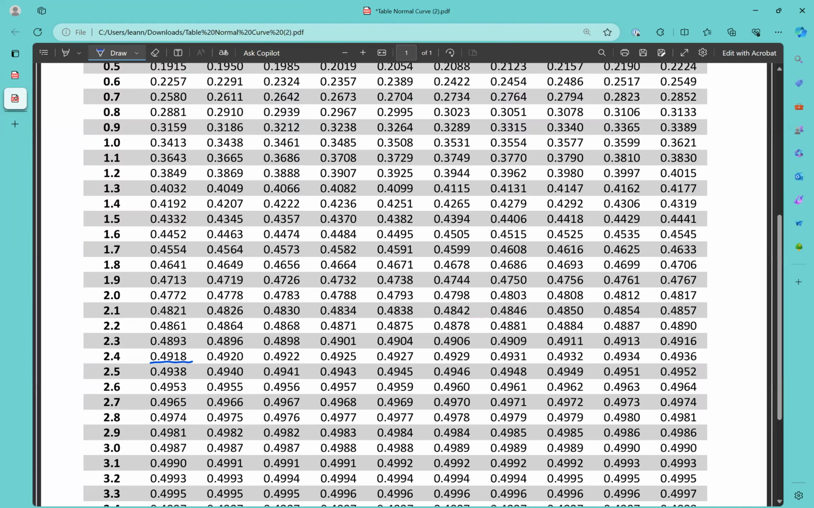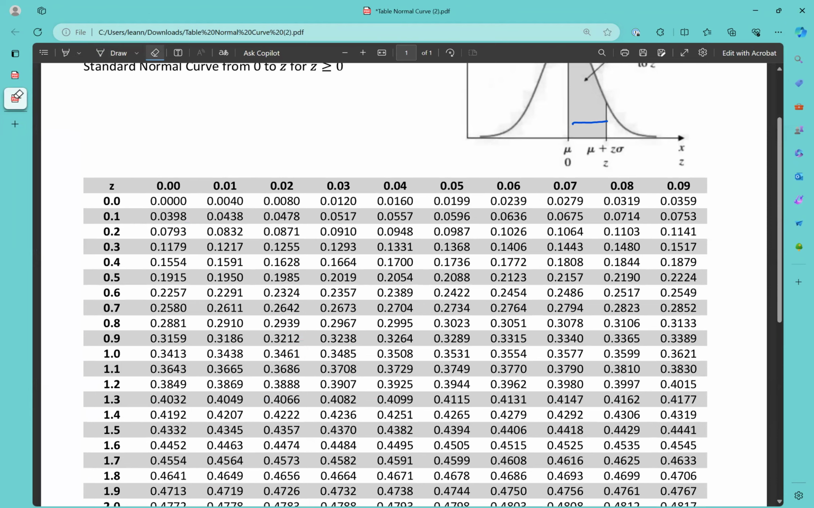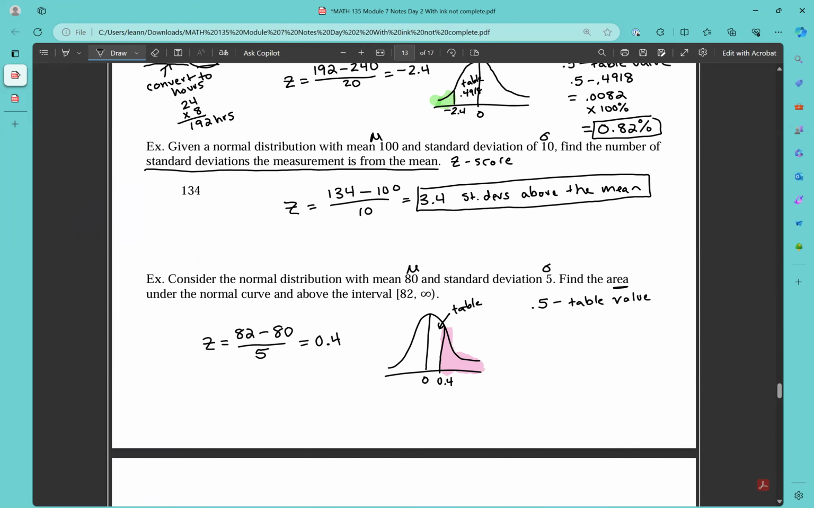Okay, so 0.4, let's look that up. So it's going to be a little higher. And notice it had no second decimal place. So if you don't have a second decimal place in your z-score, you're in that first column with a 0 there. So that's going to be 0.1554. So this table value right here is 0.1554.